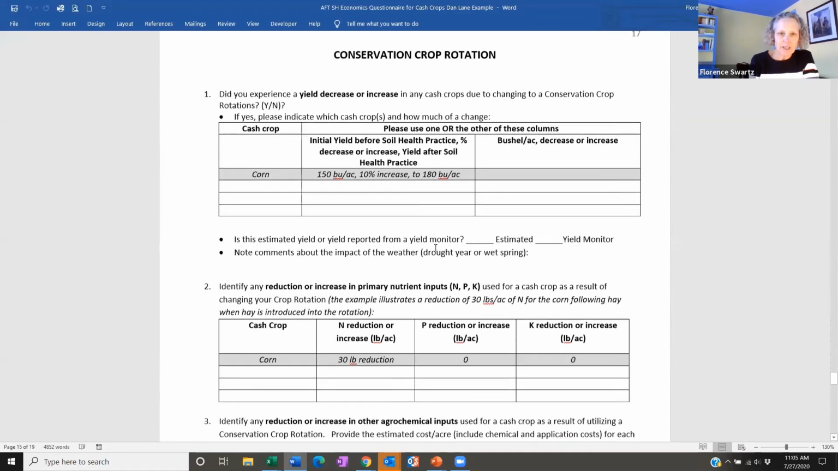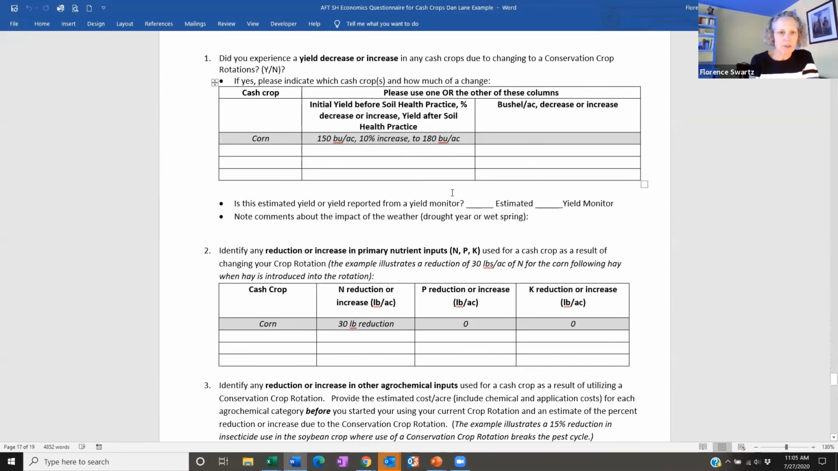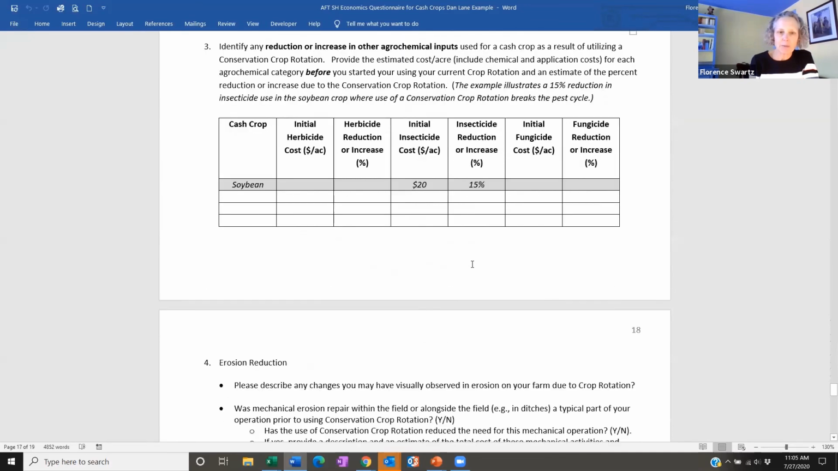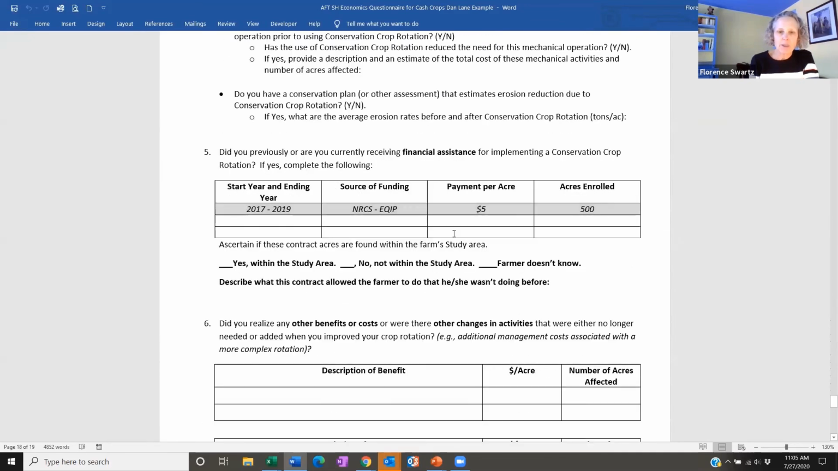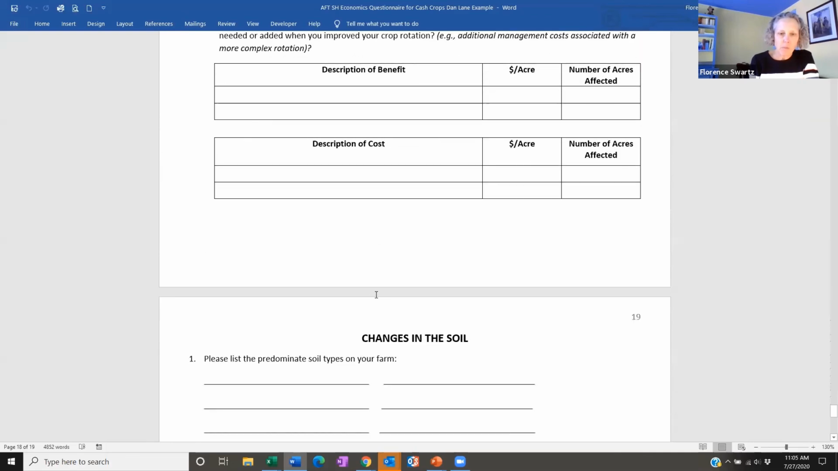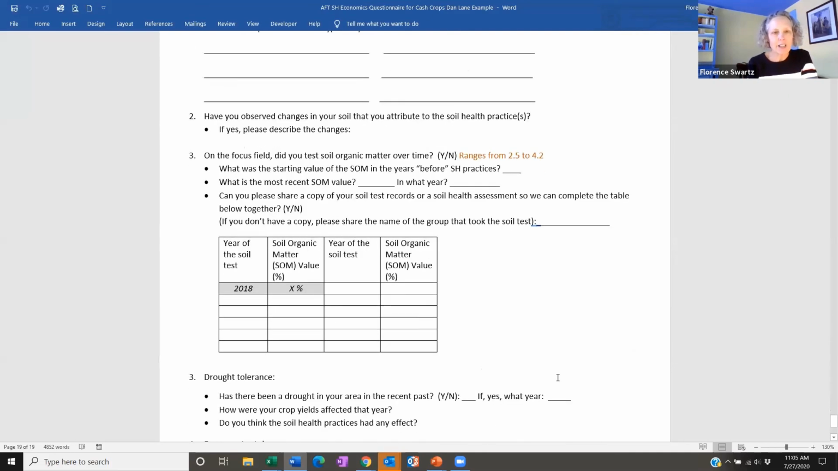And then the final practice is conservation crop rotation. And here we're just asking the same questions again about yield changes, about changes to nutrients, about changes to pesticides, erosion, financial assistance, and then any other benefits or costs. And then the last part of the questionnaire has to do with changes in the soil. And this again is not used in economic analysis, but is good information to the extent that we get it to put into the case study.